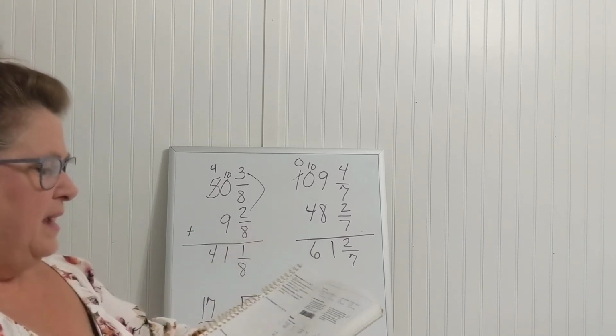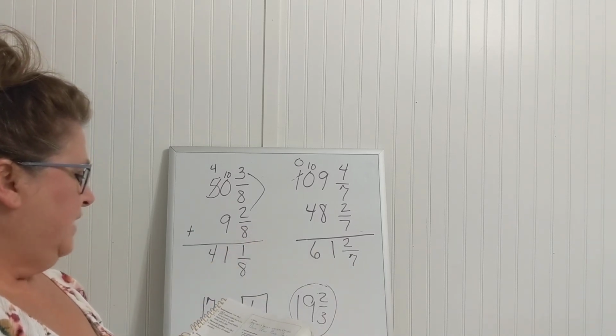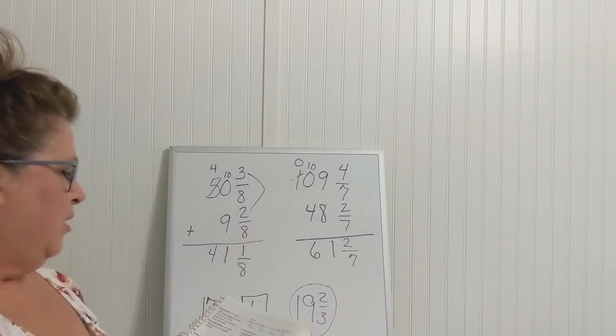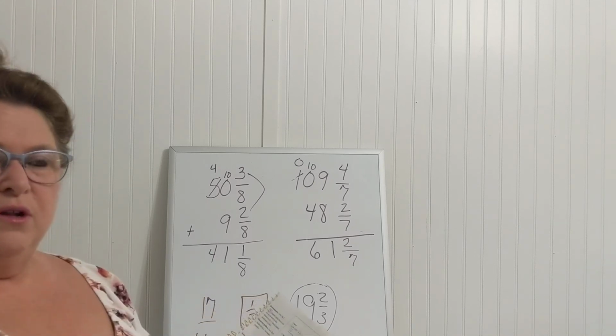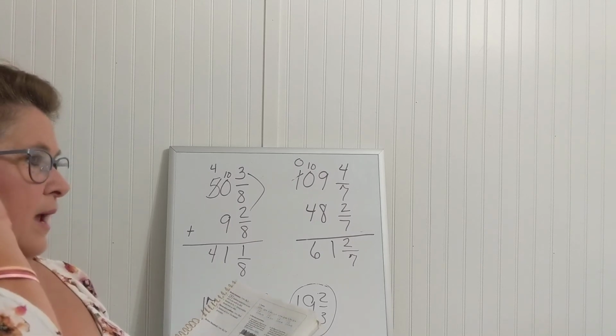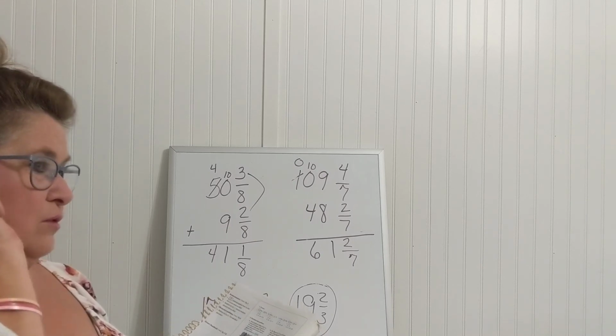And turn your papers over to the back side. On page 58, you are going to do your conversion problems, A, B, and C. Now, if you are still not able to do these, then I need you to let me know.